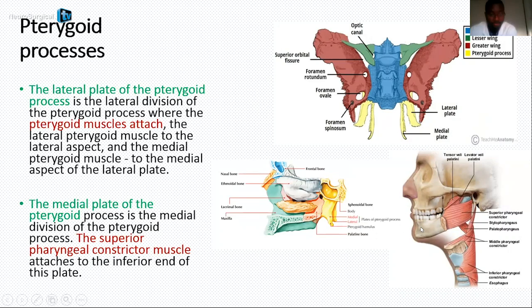I can show you more because I have. And I was talking about the medial plate of the pterygoid process, which is the medial division of the pterygoid process, the superior pharyngeal constrictor muscle attaches here. The superior pharyngeal constrictor muscle attached to the inferior end of these plates.